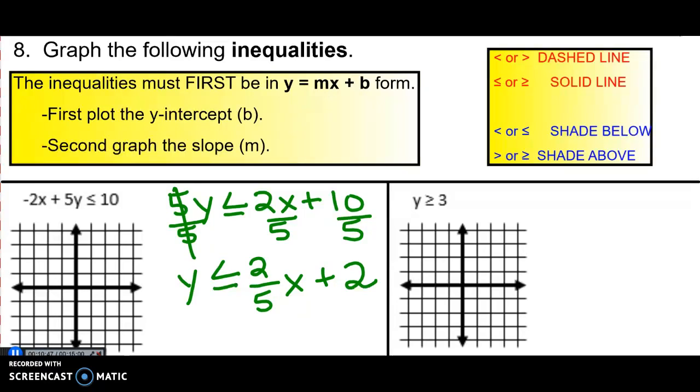So we start with our y-intercept. That's at a positive 2. So we go to 2 on the y-axis. And our slope is rise 2, run 5. So we rise 2 and we run 5. And we end right there on our graph. We look at our symbol to decide, do we need a dashed line or do we need a solid line? And you can see that we need a solid line.